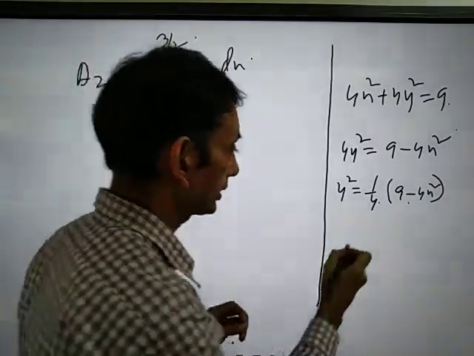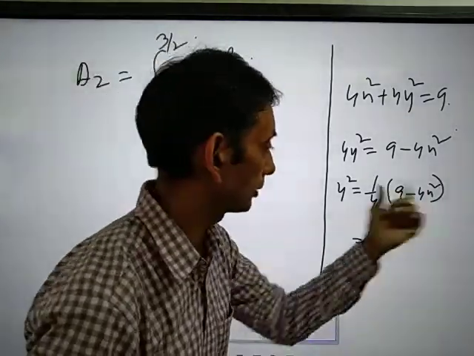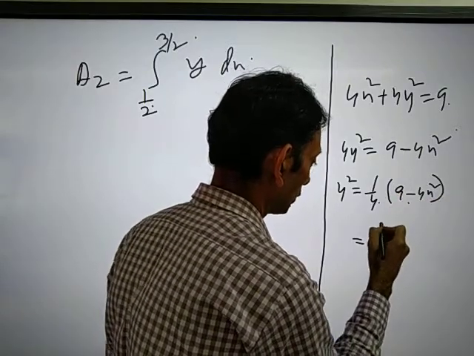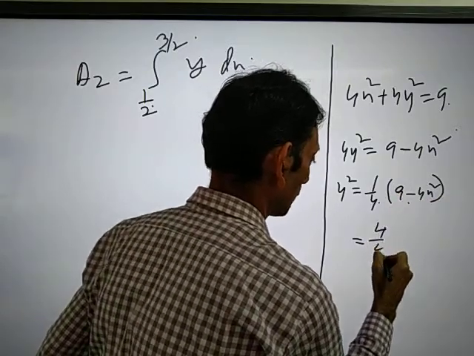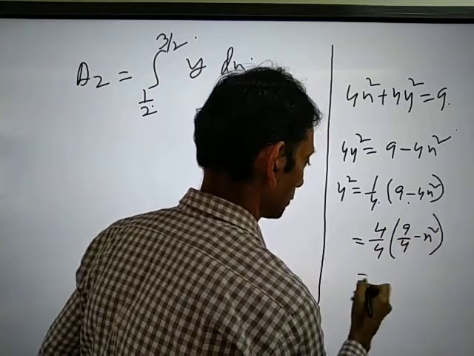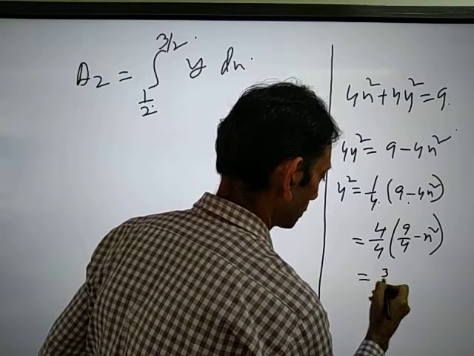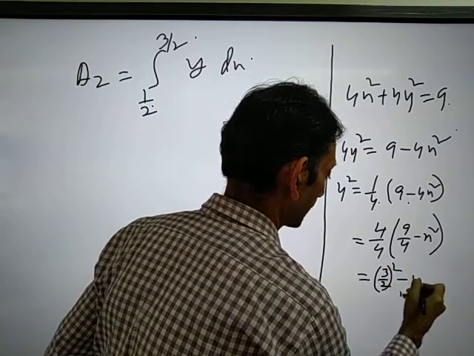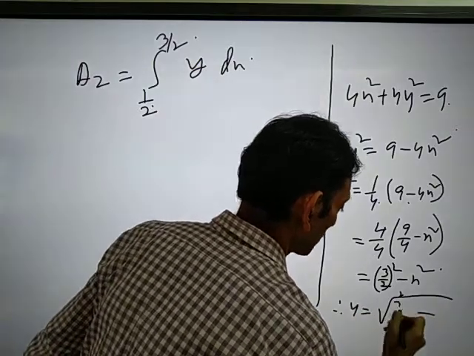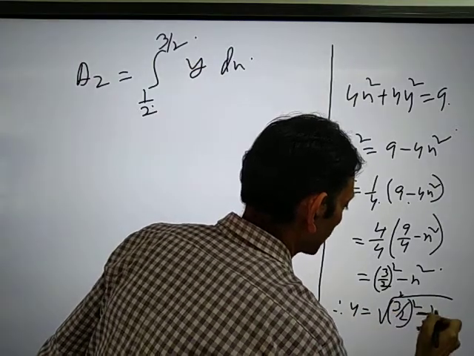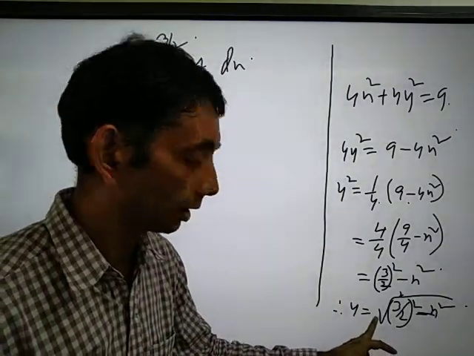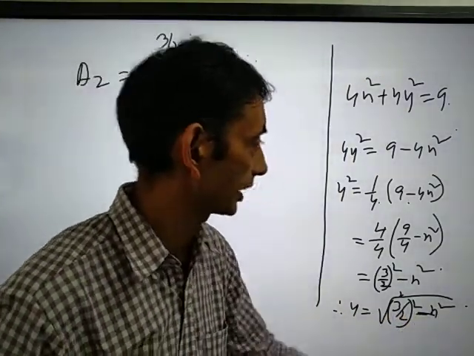So what you can do is, you can take 4 common from this term. Right? If you take 4 common, it will be 4 by 4, and this is 9 by 4 minus x square. Done. So this gives us 3 by 2 whole square minus x square. Finally, you can just write y is equal to root of 3 by 2 whole square minus x square. Right? This is the value of y.